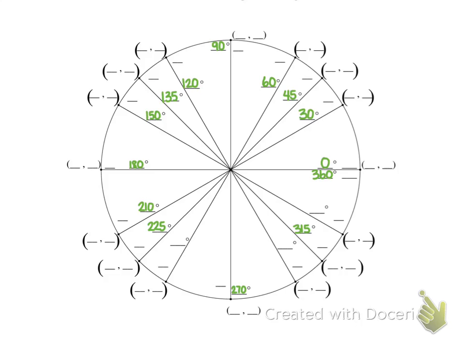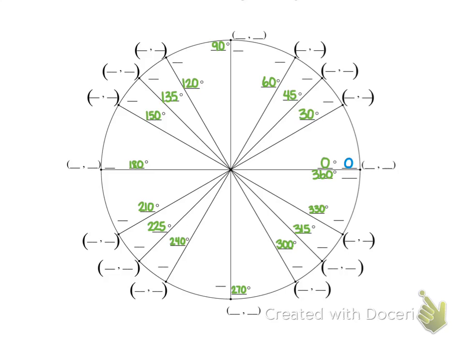Okay, so 180 plus 30 is 210. 180 plus 60 is 240. 270 plus 30 is 300. 270 plus 60 is 330. So that will give you all of your angles. Just remember it's in increments of 30, 45, and 60.